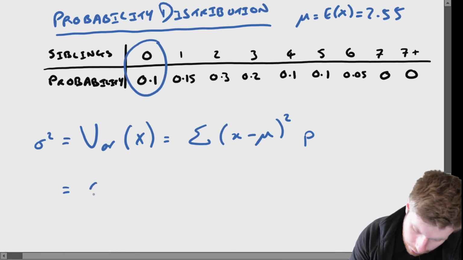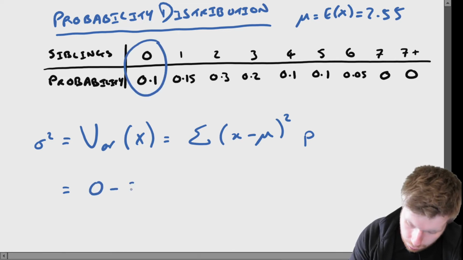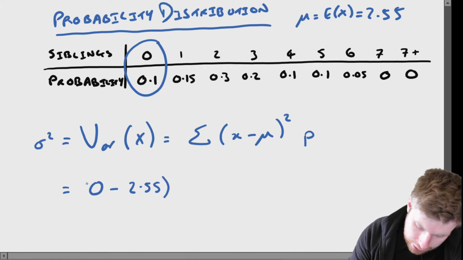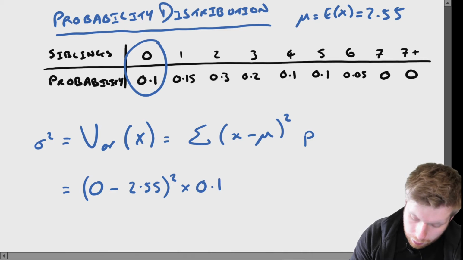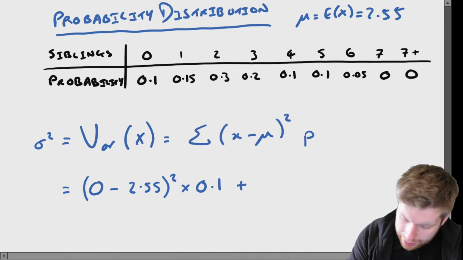So the first outcome is 0. We're going to take away the expectation, which is 2.55, square whatever that is, and then times it by the associated probability, which is 0.1, okay? Then we're going to add it to the next one along.